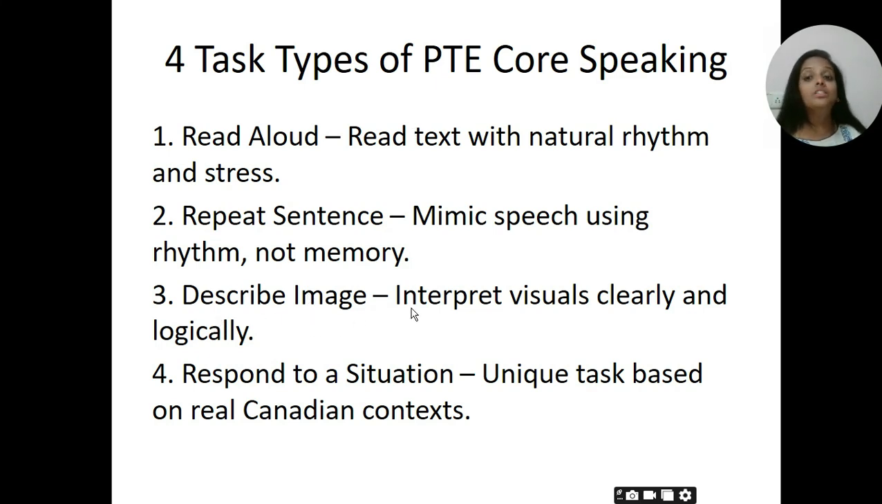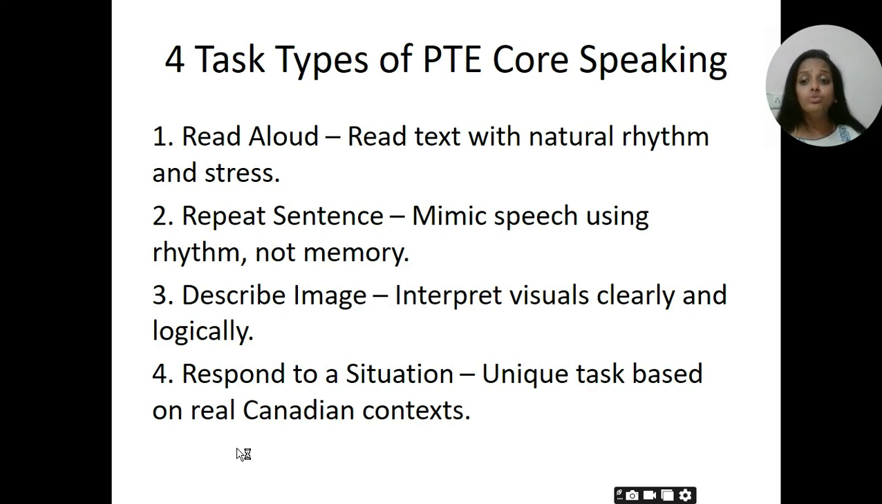And the next one is describe image. You are shown a visual. It could be a chart, table, bar graph, and you'll be asked to describe what you observe. So you need clear structure, comparisons, and appropriate vocabulary.